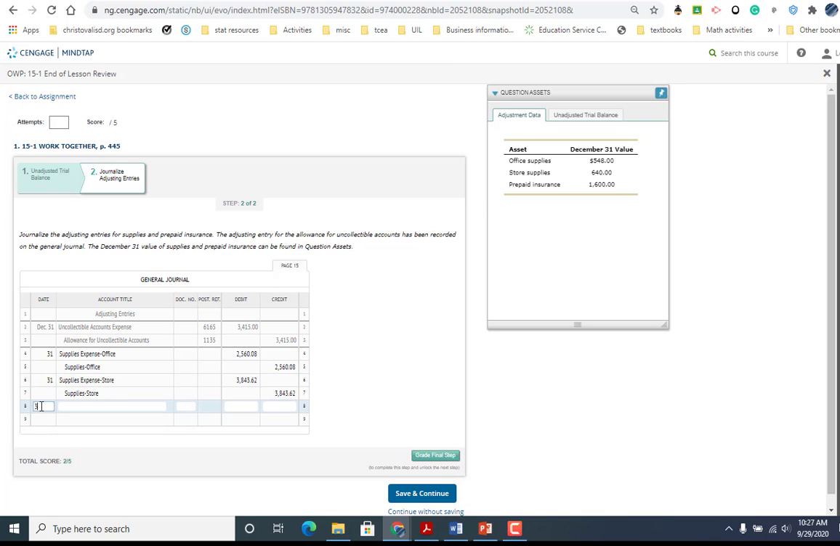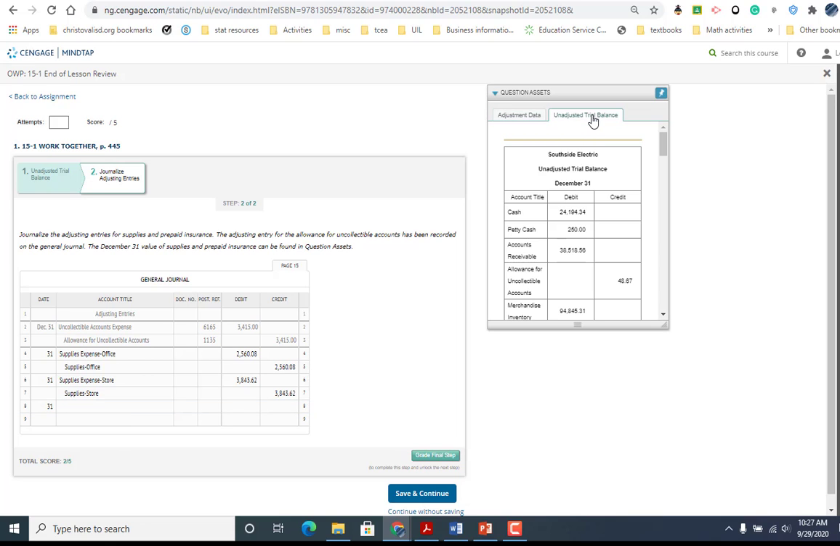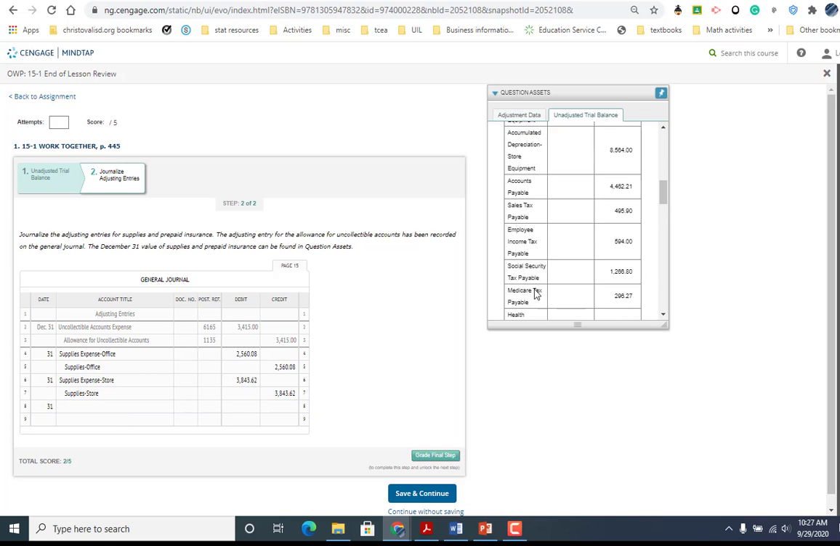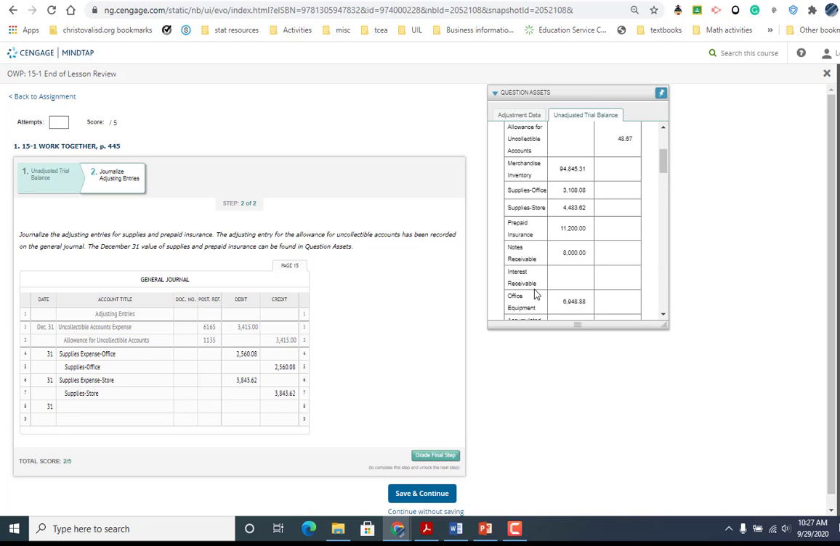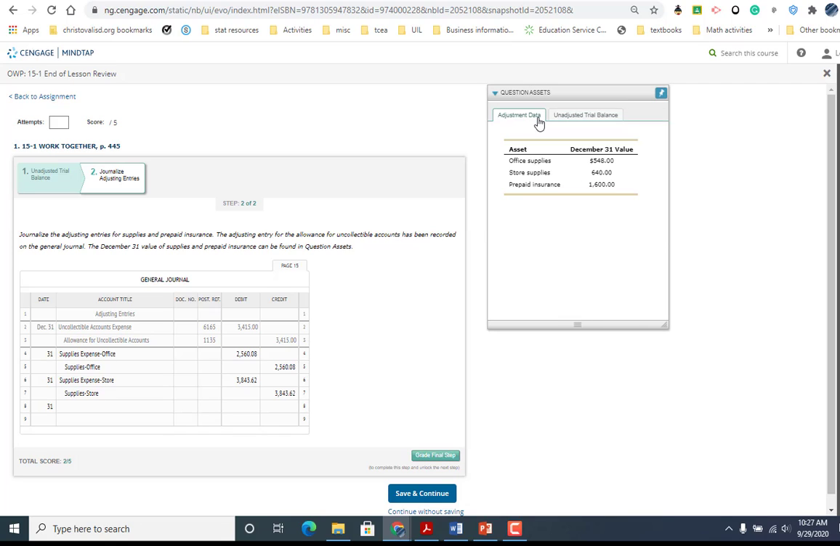Now, our last one we need to do for this set is we are going to be adjusting our prepaid insurance. So we show that we have $1,600 in the account for prepaid insurance. And we need to find our prepaid insurance, and it was $11,200 that we've added into and had started up for the year. So we need to take the unadjusted trial balance of $11,200 and subtract $1,600. And when you do that, you come up with $9,600.